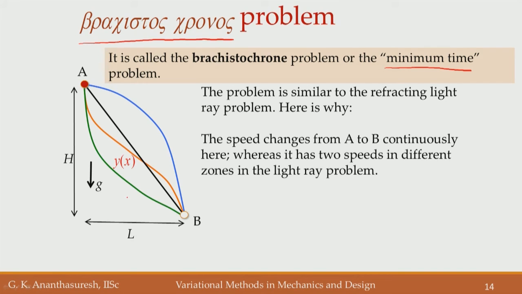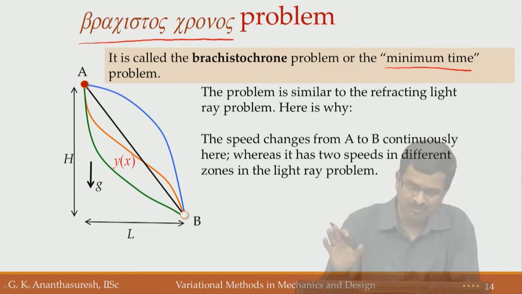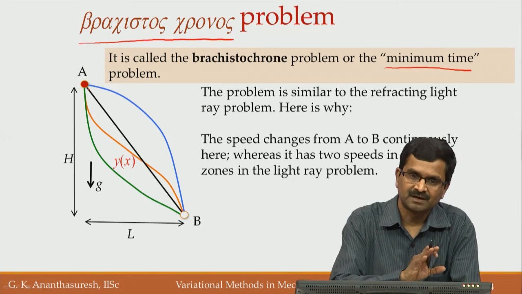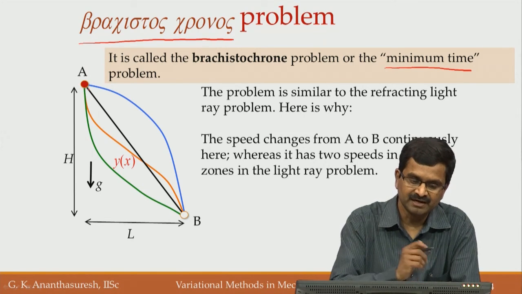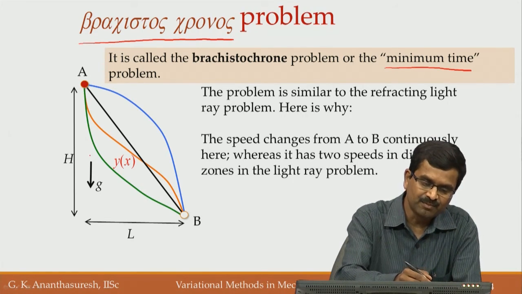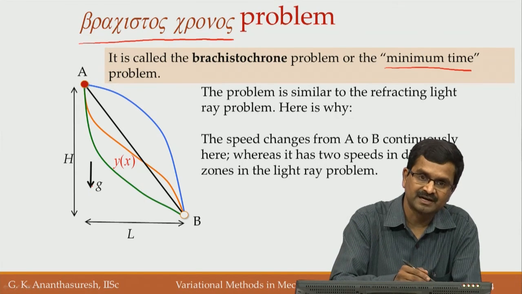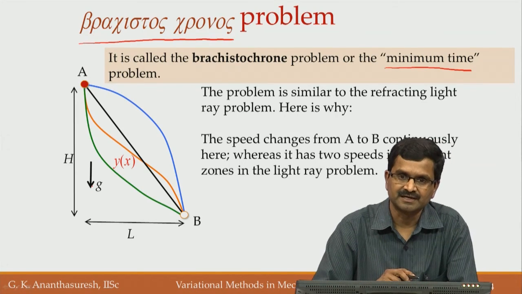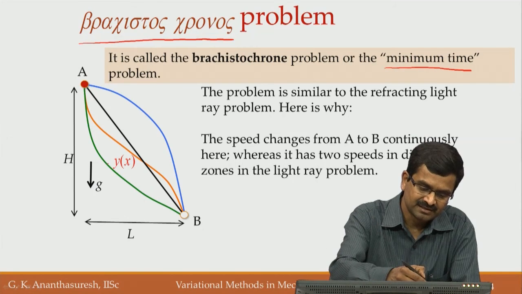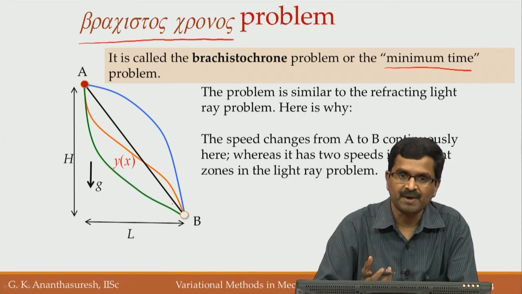In this problem from point A to B, the speed changes continuously, unlike in the refraction problem. In the refraction problem, there are only 2 speeds, in air and glass, or the swimming pool floor or in the pool itself, right. Whereas here it is a falling body, with acceleration only in the vertical direction and nothing in the horizontal direction, right. It is only guided by this wire or a path.